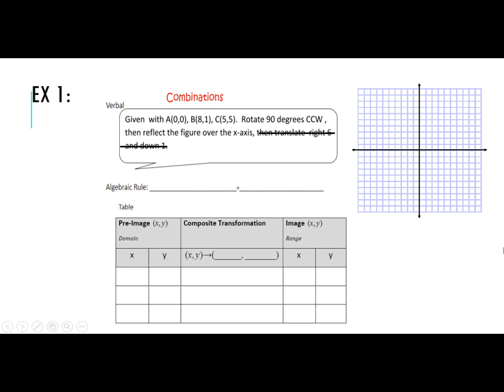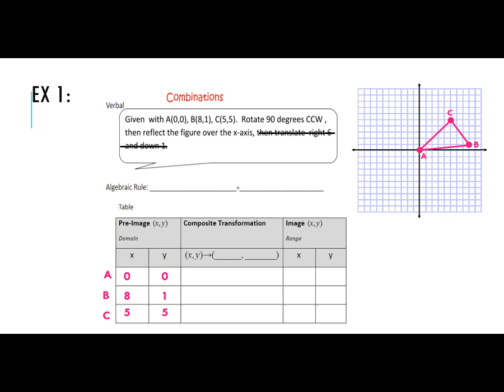So this is given with points A at 0, 0, B at 8, 1, and C at 5, 5. Rotate it 90 degrees counterclockwise, then reflect the figure over the x-axis. So we're going to rotate, then reflect. Since I already have my pre-image points, I'm going to go ahead and graph those. Look at that pretty triangle. Now the first thing we're going to do is rotate this 90 degrees counterclockwise.